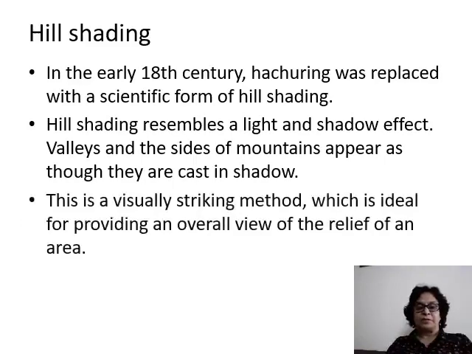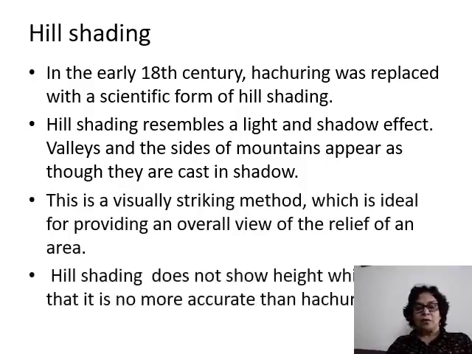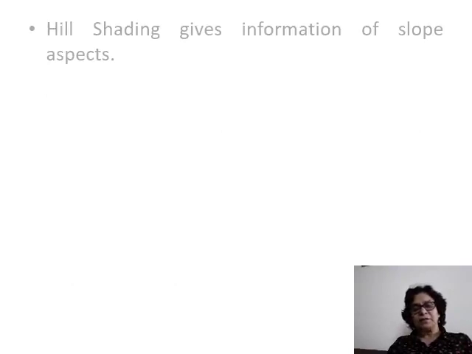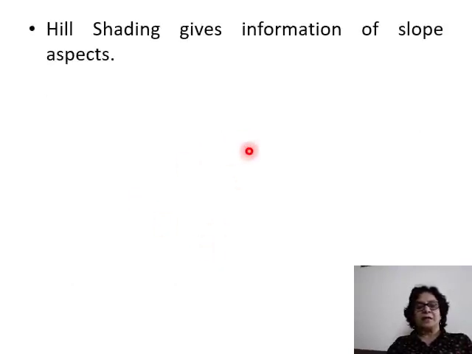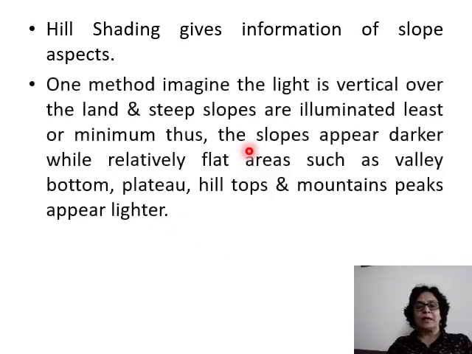This was used in the early 18th century, and then later hill shading was also adopted, especially for military purposes. It was a method where a kind of light was cast on the area, and based on that you could make out where the steep slopes are and where the gentle slopes are. It is a visually striking method which is ideal for an overall relief pattern. But why is it qualitative? Because still it doesn't represent the exact heights. It gives information about slope and aspects.